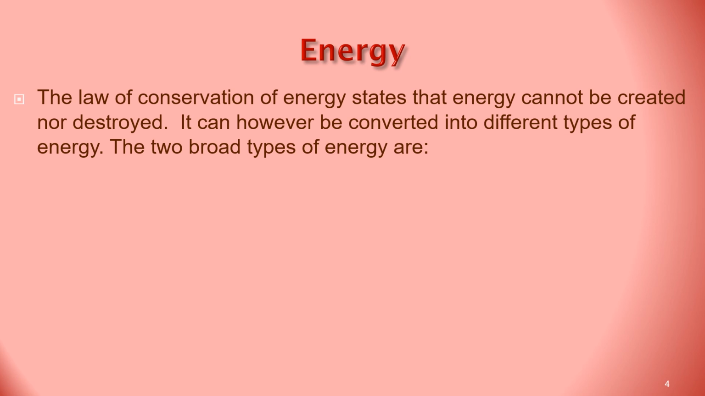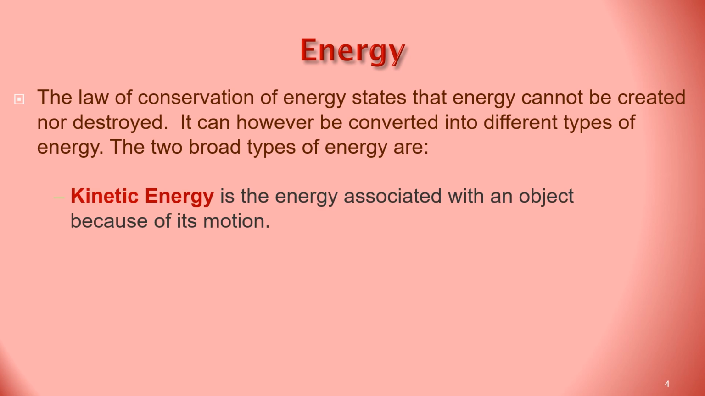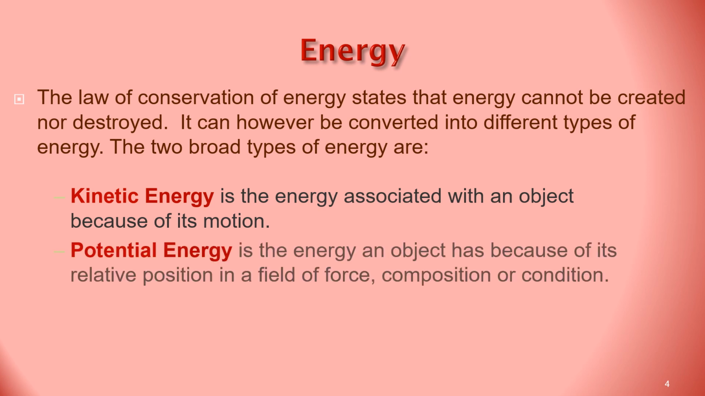Okay, the law of conservation of energy states that energy cannot be created or destroyed. It can, however, be converted into a different type of energy. The two broad types of energy that you've probably already heard about are kinetic energy, which is just the energy of movement, or potential energy. Potential energy is the energy an object has because of its relative position in a force. One example of a force field is gravity.